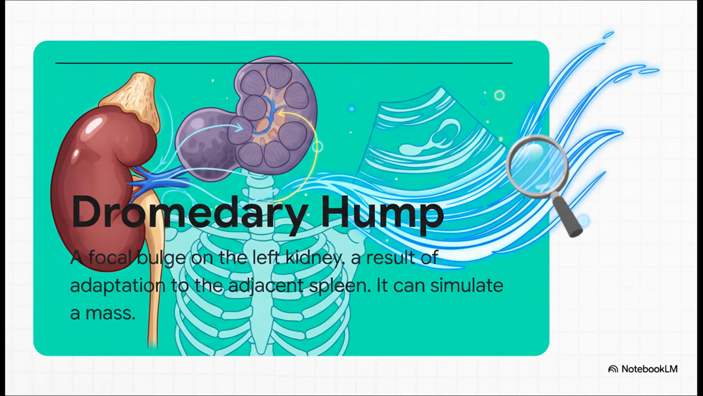It's just this focal bulge you sometimes see on the side of the left kidney. And why the left one? Because its neighbor is the spleen. Over time, the kidney just kind of molds itself around the spleen. It can definitely look like a mass at first glance, but its classic location and smooth shape are dead giveaways that it's just a normal, quirky variant.